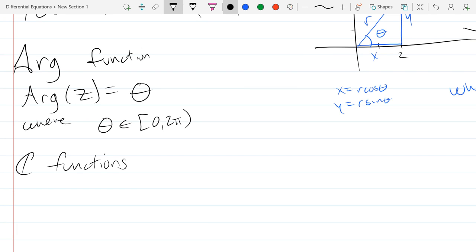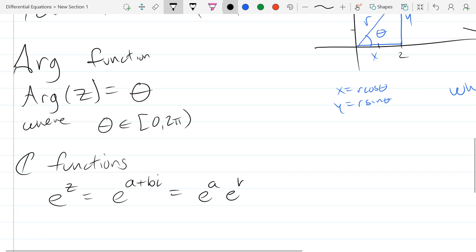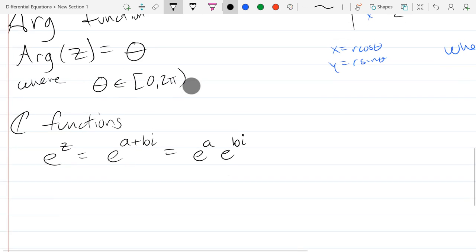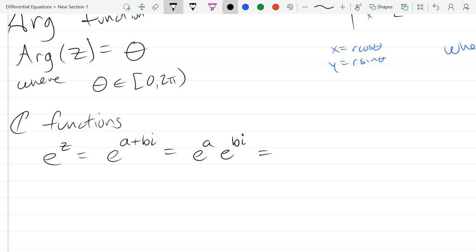So complex functions, we haven't looked too much at this. We've done a few operations, but with complex functions, you could have an input that's complex. So you have e to the z, this is e to the a plus bi. And using the algebra that we know, it's e to the a, e to the bi. And if we think about this in polar form, the first part right here is the radius, and up here, that b itself is the angle. If you think in the r e to the i theta form, e to the a takes the place of r, and b takes the place of theta.